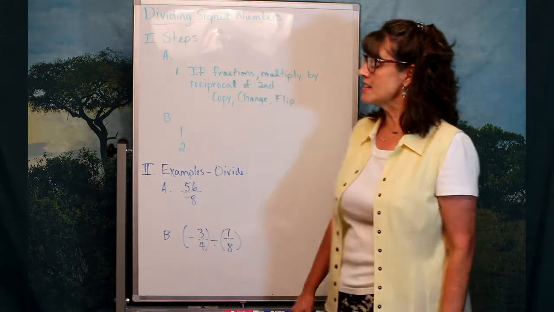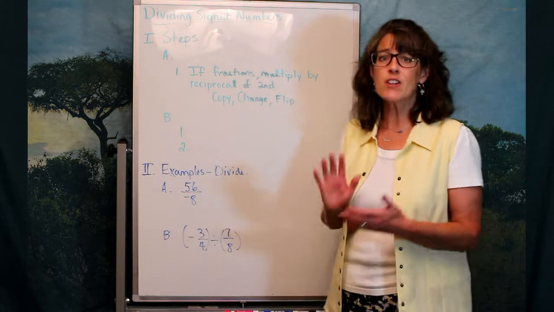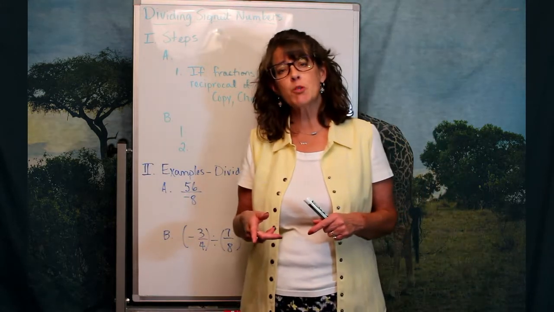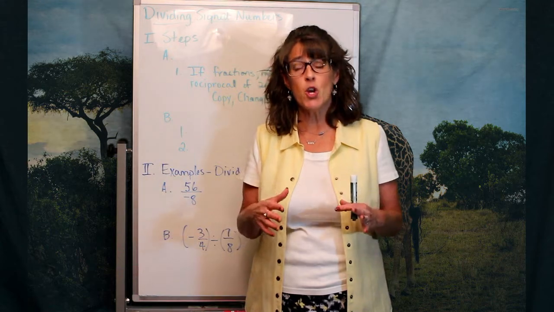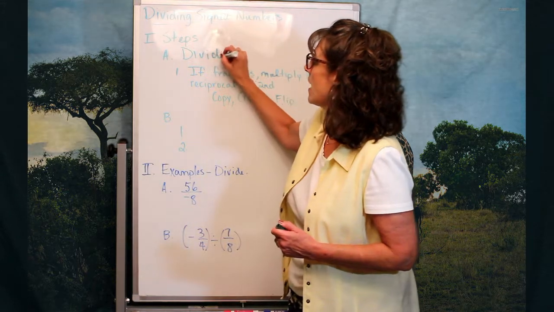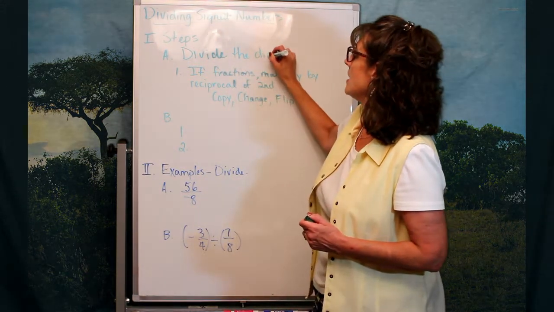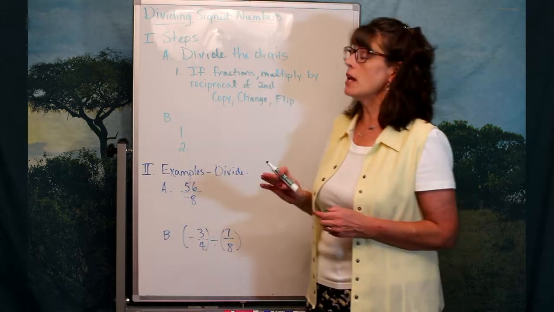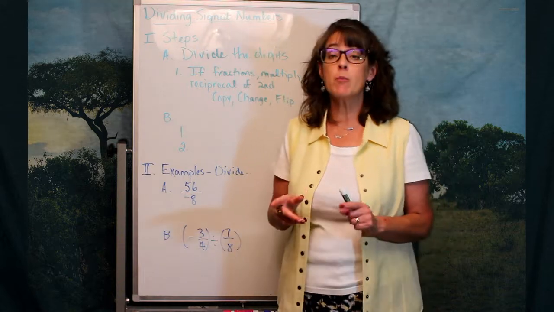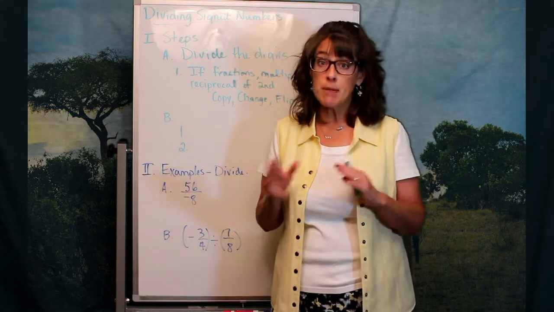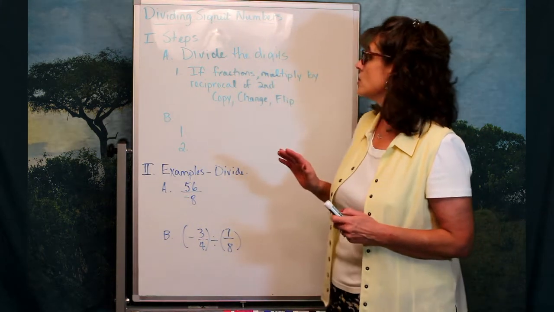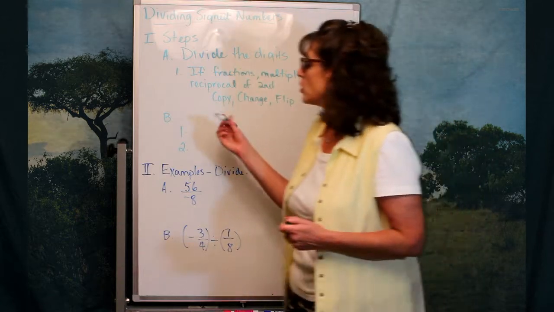So we're going to take a look at dividing signed numbers. And it's going to be very similar to multiplying signed numbers. Remember when we were multiplying signed numbers, we said let's multiply the numbers. Well, dividing signed numbers, the first thing you're going to do is divide the digits. Bear in mind, we've got a couple of fractions here. If those are fractions, remember when you divide fractions, you're going to copy, change, flip. You're going to multiply by the reciprocal of the second one. But after you've divided the digits or dealt with the fractions, you need to determine the sign.